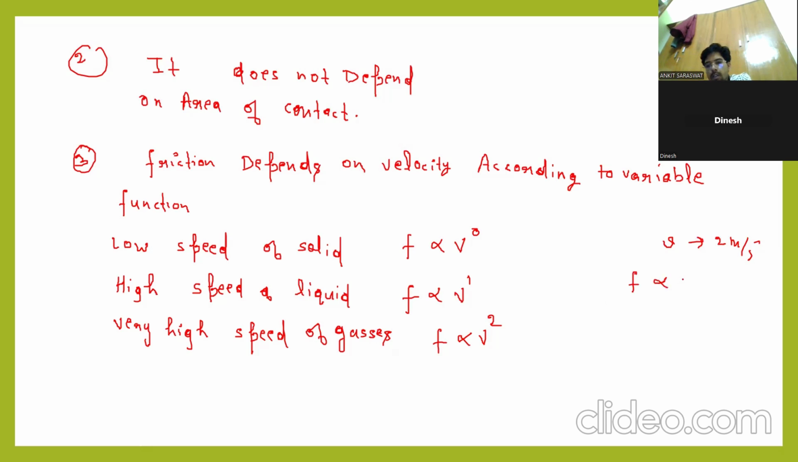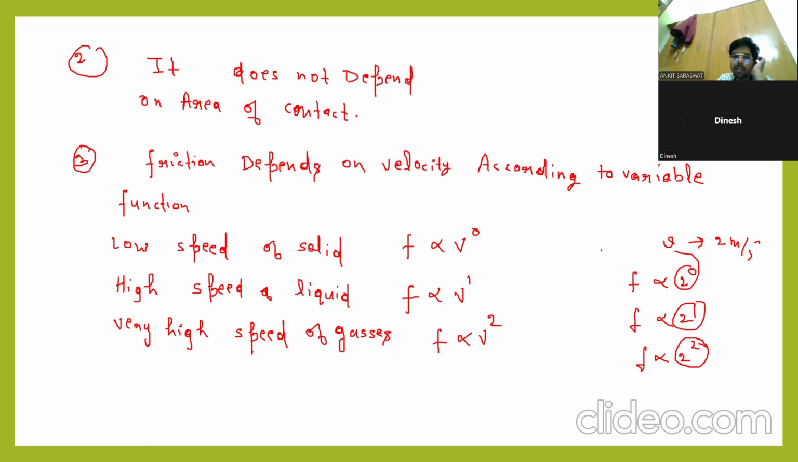For solid, 2 to the power 0. For liquid, 2 to the power 1. For gas, 2 to the power 2. Here it is 2, here it is 1. So in which case is there more friction? Gases. Okay? That is the meaning. So friction mainly depends on velocity.